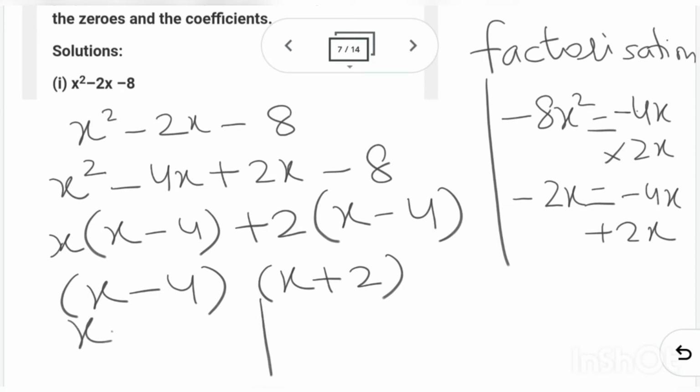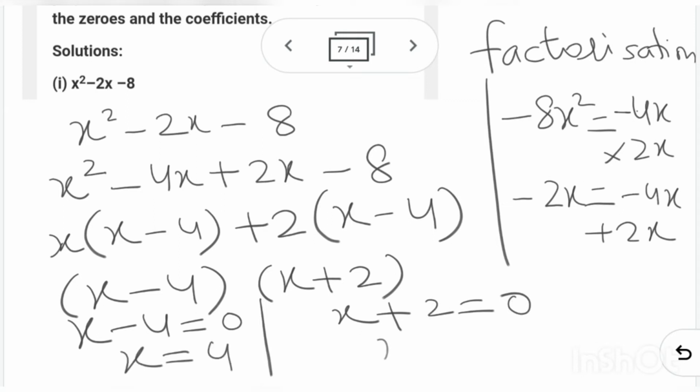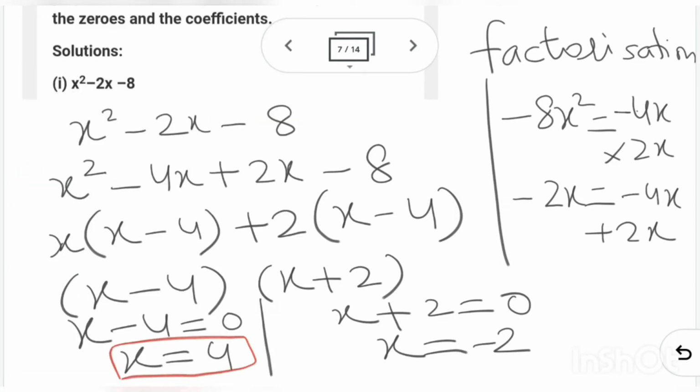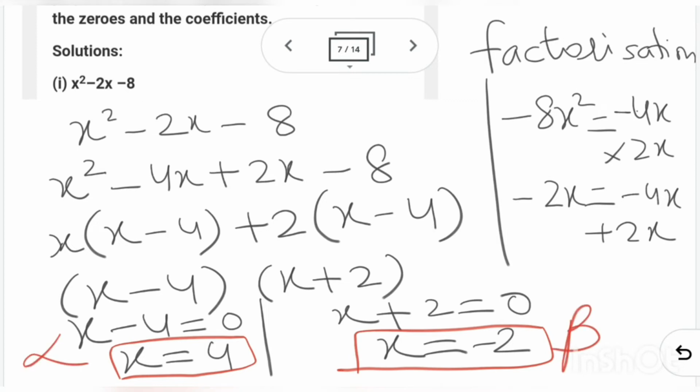So first we will put x minus 4 equals to 0 and then x plus 2 equals to 0. They will give us x equals to 4 and x equals to minus 2. So these are two zeros of this polynomial. We can give them the names alpha and beta. This can be our alpha, the first zero, and this can be beta. Zeros are also known as roots of the equation, roots of the polynomial. So here we have found alpha is 4 and beta is minus 2.